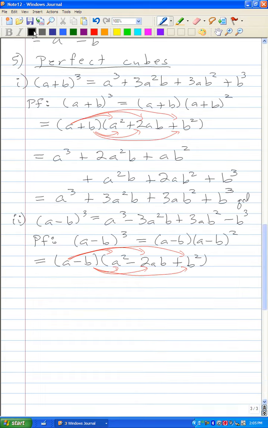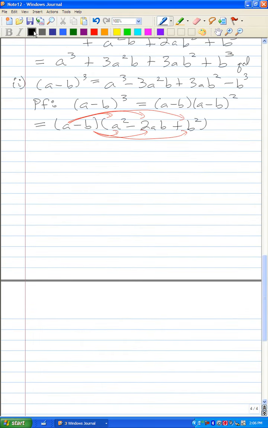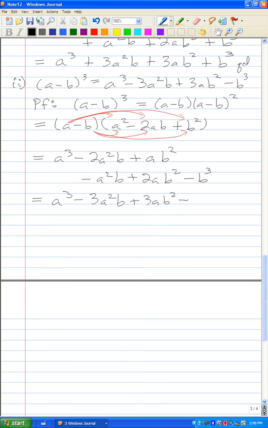And so you get a cubed minus 2a squared b plus ab squared minus a squared b. Minus and minus become a plus 2ab squared minus b cubed. Combine like terms, you get a cubed minus 2a squared b minus a squared b is 3a squared b. ab squared plus 2ab squared is 3ab squared minus b cubed. And this is what you wanted.